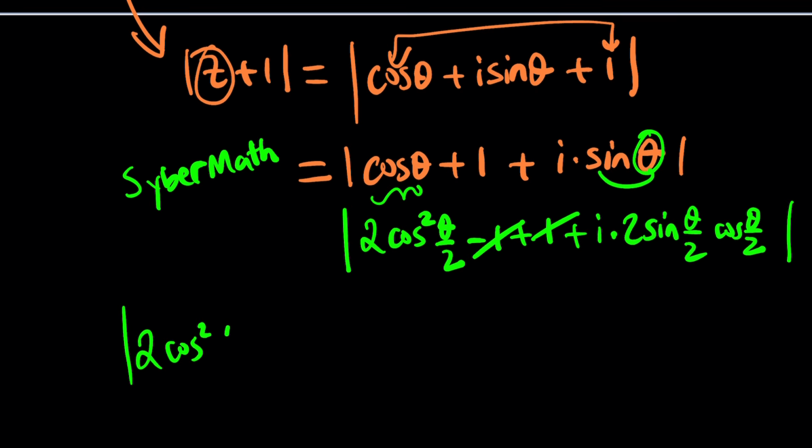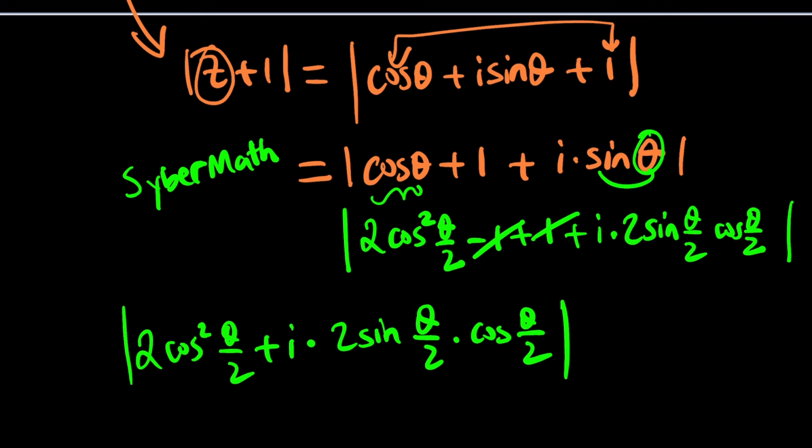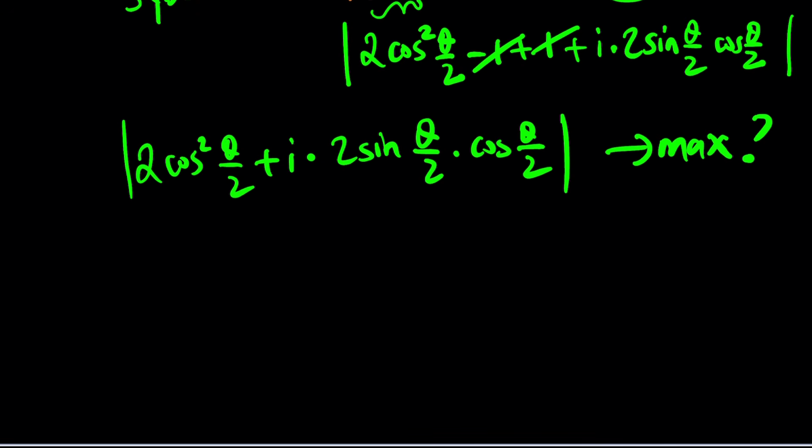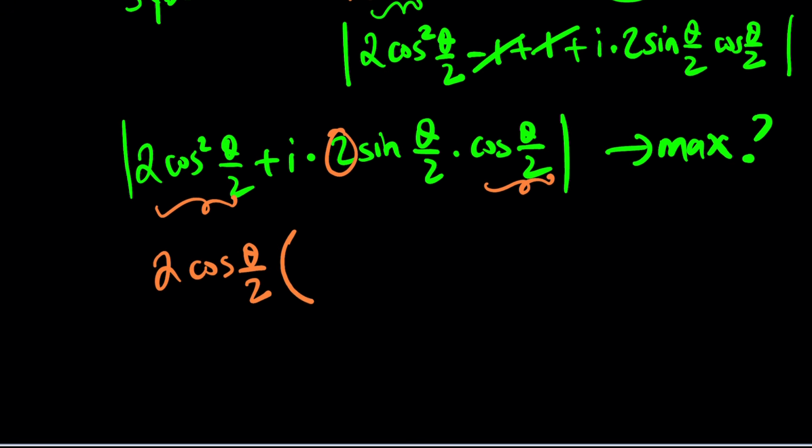The absolute value of 2 cosine squared theta over 2 plus i times 2 sine theta over 2 times cosine theta over 2. And we're supposed to do what? We're supposed to maximize this. Are you serious? This is so complicated. No, not really, actually. If you do this, use a little bit of algebra. Now take a look at this and take a look at that. Do you see what I'm talking about? Do you see what I see? I hope so. They have a common factor, which is cosine theta over 2. Considering this 2 here, we can safely say that 2 cosine theta over 2 is a common factor. If I take it out, I end up with cosine theta over 2 plus i times sine theta over 2.